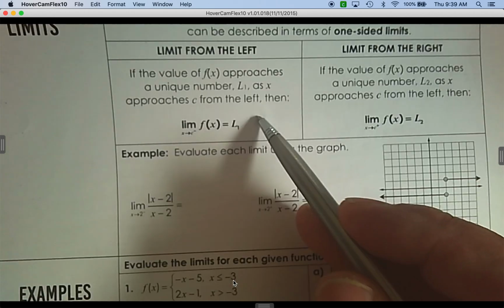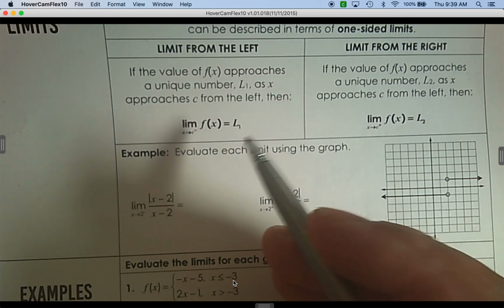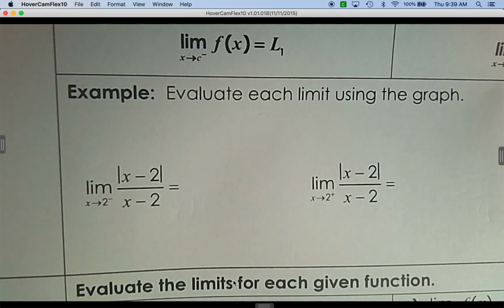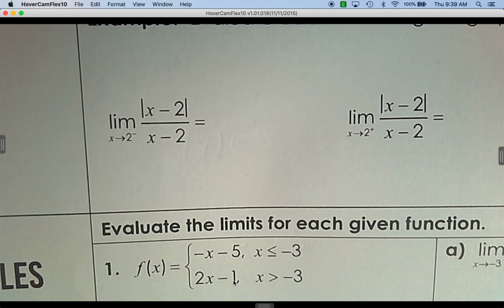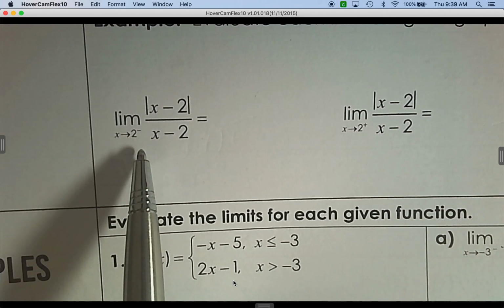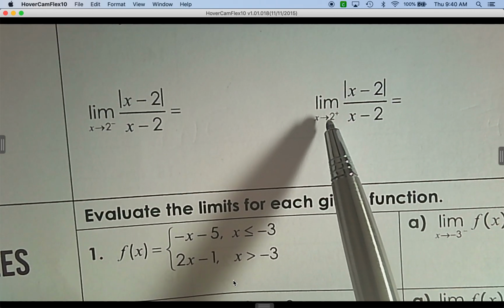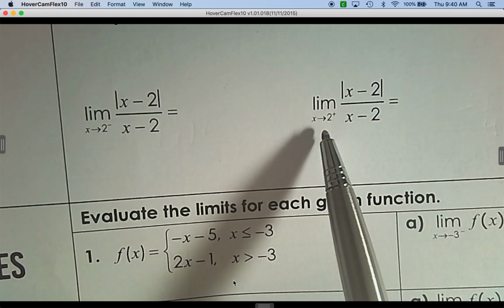I'm not going to look at the mathematical definitions too much. Know the limit notation. What makes this one-sided, what you'll notice is that there's a minus sign. Do you see that in the limit notation? That means left. Or there's a plus sign with the limit notation. That means from the right.